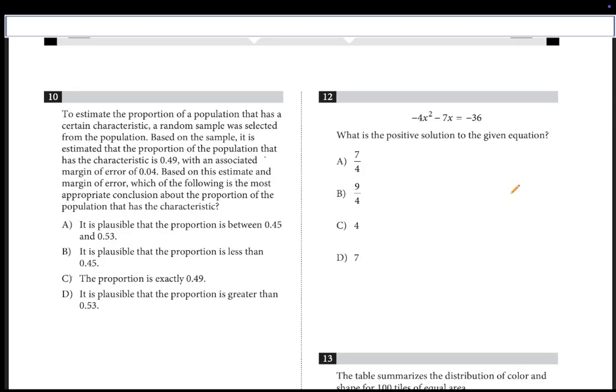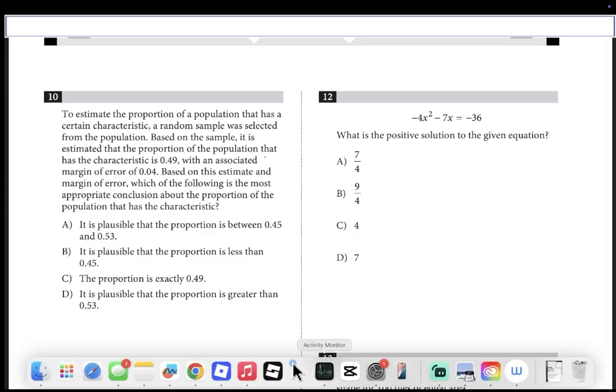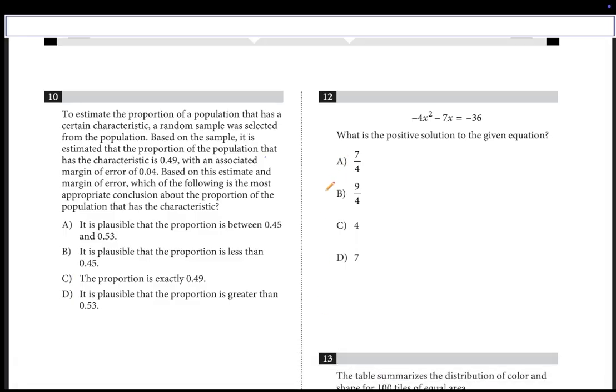We have number 10. This one can be a bit confusing because we're talking about topics that aren't regularly talked about on the SAT. To estimate the proportion of a population that has a certain characteristic, a random sample is selected from the population. Based on the sample, it is estimated the proportion of the population that has the characteristic is 0.49, with an associated margin of error of 0.04. Based on this estimate and margin of error, which of the following is the most appropriate conclusion about the proportion of the population that has the characteristic?